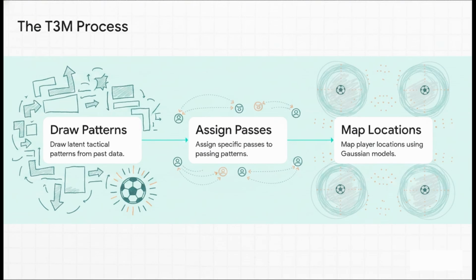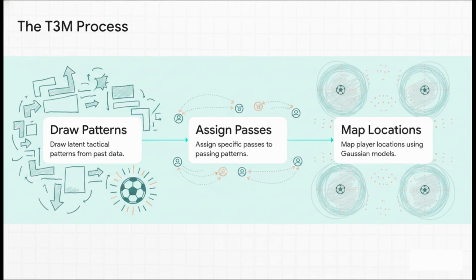Okay, so how does this whole process actually work in practice? The unsupervised T3M algorithm processes these patterns in 3 simultaneous steps. First up, it draws out hidden, or what they call latent, tactical patterns from raw pass data. It does this by separating passes into chunks based on match stoppages and turnovers. Second, it assigns specific passing sequences to these patterns. And third, it maps out player locations using Gaussian distributions, which is really just a fancy way of saying it creates mathematical probability maps of where players are most likely to be standing when they get the ball during a specific tactical move.